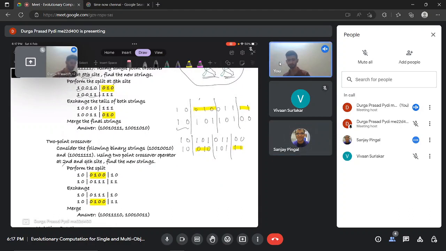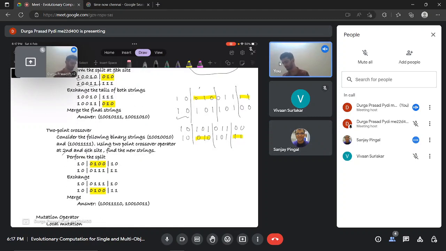Yeah, this is 2, and as previously discussed, we can also have multi-point crossovers where you can choose anything like 3, 4, 5 and use your strategy.